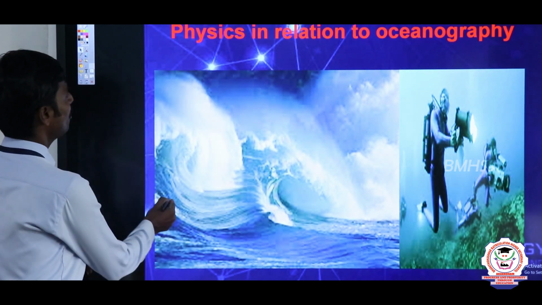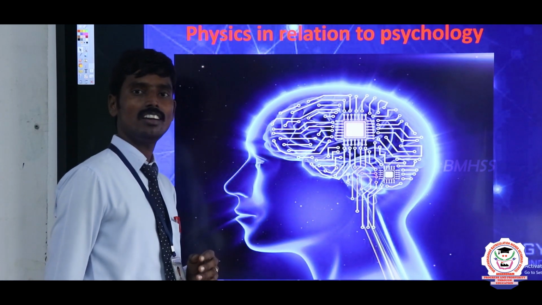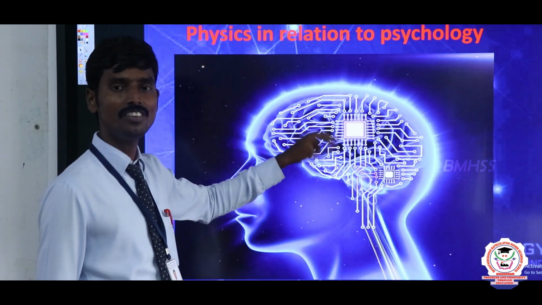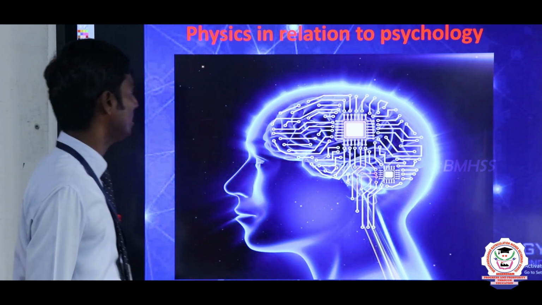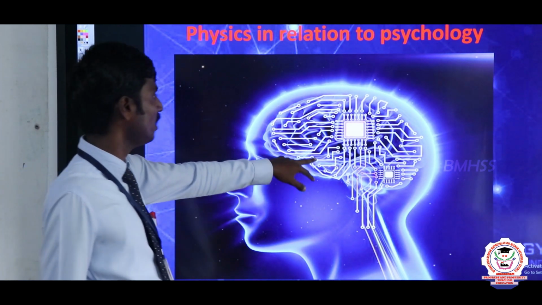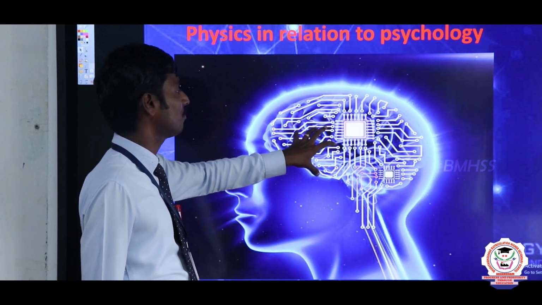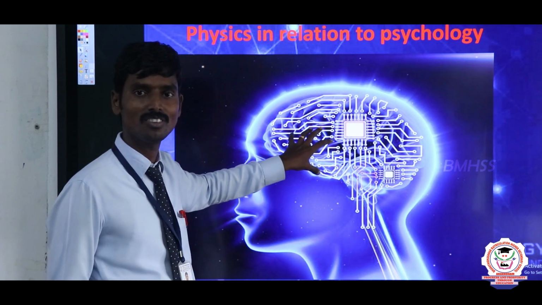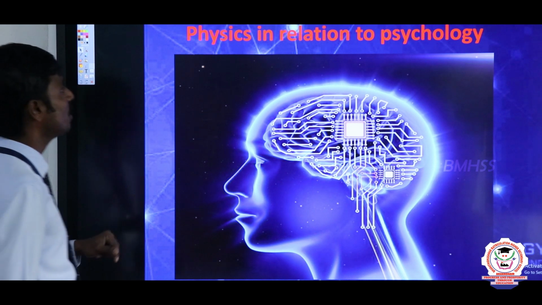The next one is physics in relation to psychology. All the psychological interaction can be derived from physical process. For example, in our brain, it is related to underlying wave particle dualism. So physics in relation to biological process.